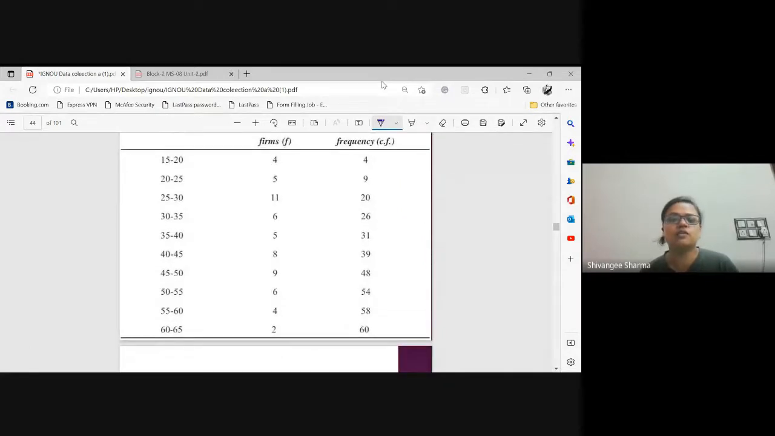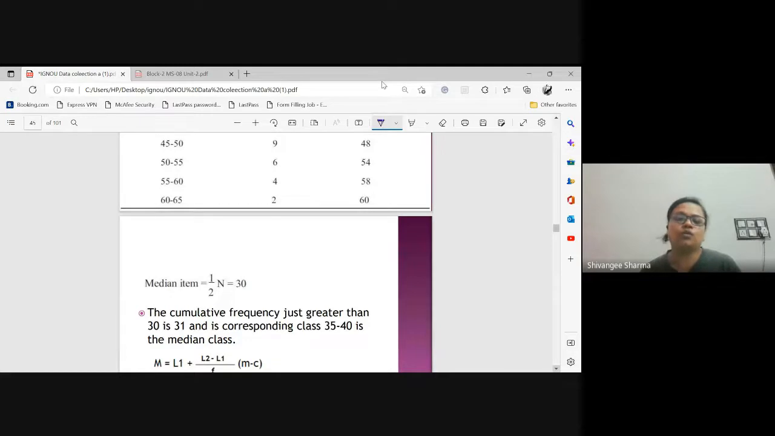Just the very first step, what you have to do, you have to find the cumulative frequency, right? 4 is written like this only. Then we have 4 plus 5, which is 9, 9 plus 11, which is 20, 20 plus 6, it is 26, 26 plus 5 is 31, 31 plus 8 is 39, and so on, right? Now, the first step which you have to do is identify n by 2.